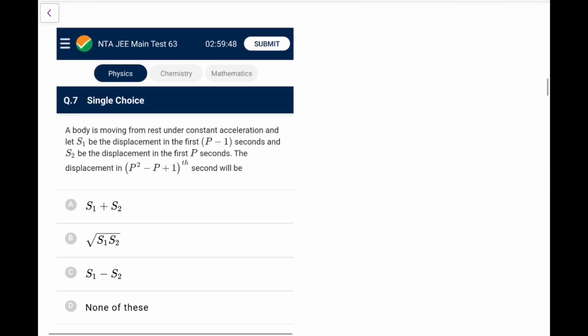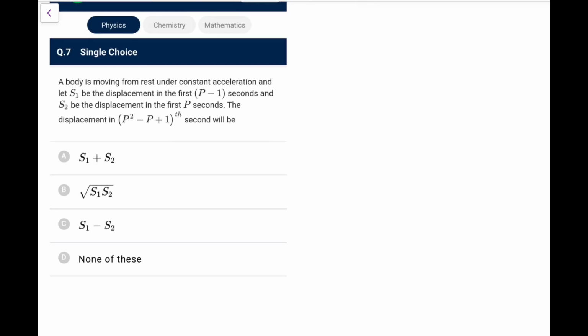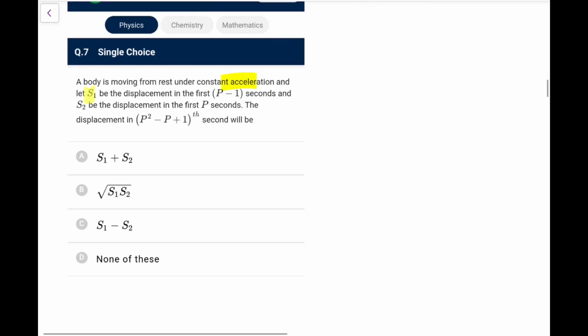Next, question number 7. A body is moving from rest under constant acceleration. Let S1 be the displacement in the first p minus 1 seconds and S2 be the displacement in the first p seconds. The displacement in the p square minus p plus 1 second. Okay, so what is S1?